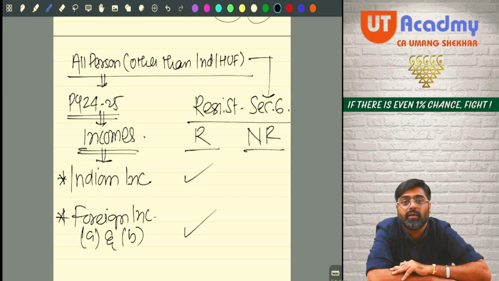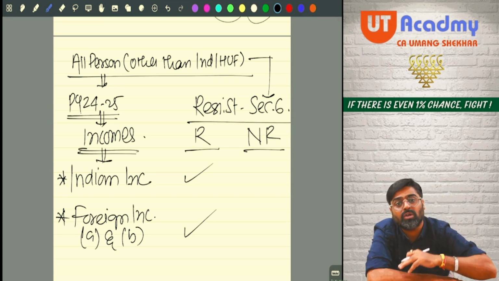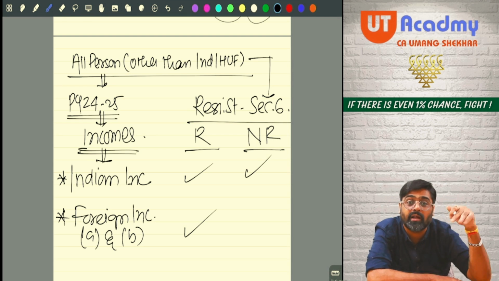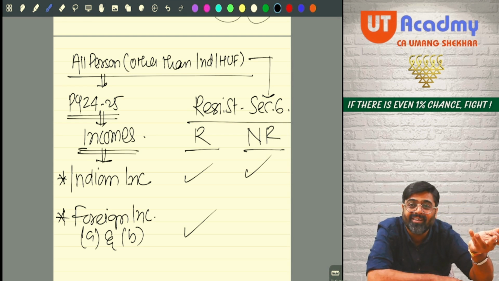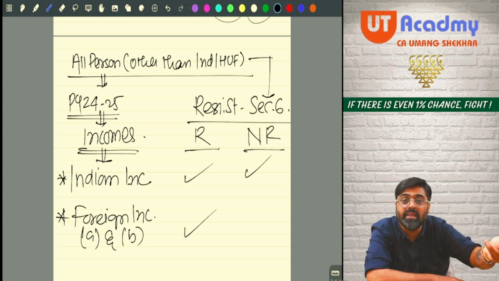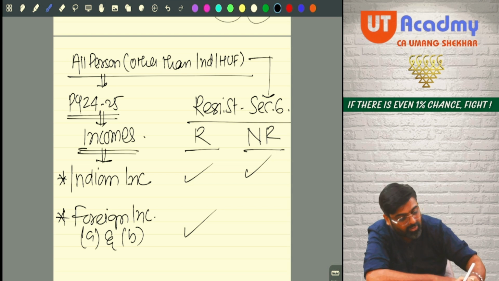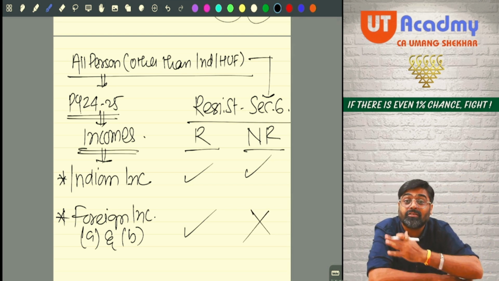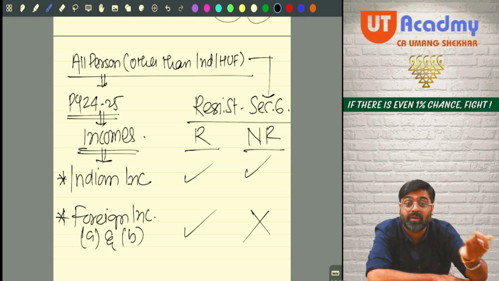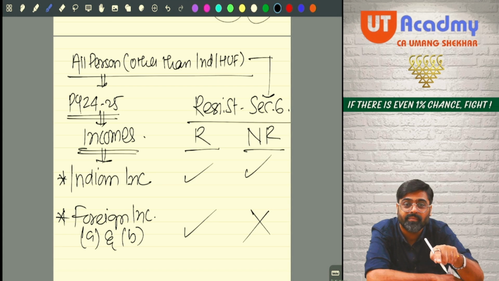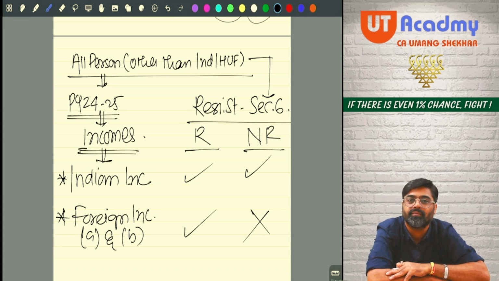Getting my point? Now if that person becomes a non-resident, he will include only Indian income, but he will leave all the foreign income, whether A or B. For non-resident, A is also not taxable and foreign income B is also not taxable. So all the foreign incomes will be ignored, whether A or B. This is the scope of total income as per section 5 for all the persons other than individuals and HUFs. I hope this is clear, everyone.